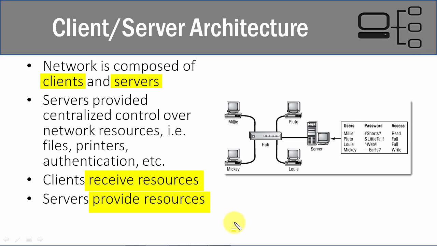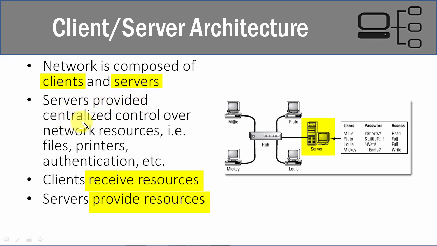And I have a really good example over here. We have a dedicated server here, and I'll highlight this so you see it. And it shares resources with the 4 systems on the network: Millie, Pluto, Mickey, and Louie. And with this, we can determine what type of access these people have, when they have access, and how they access it. And you'll notice that we can control everything right here on the server. We can control their passwords, we can control what type of access they have, and we can also control when they have access.